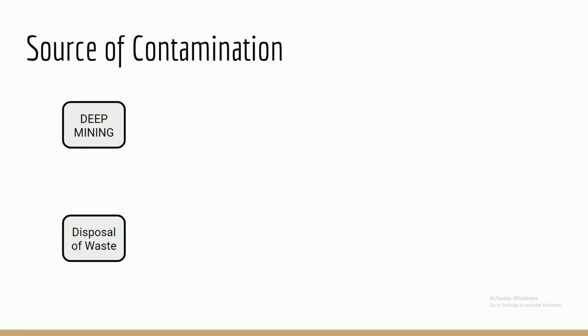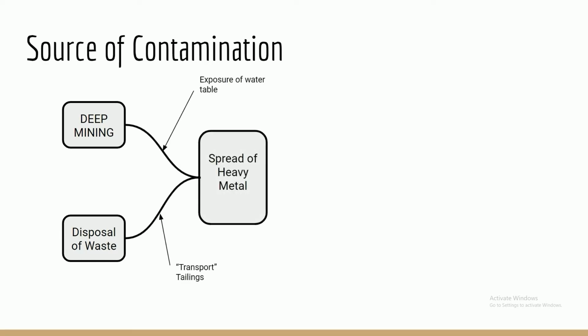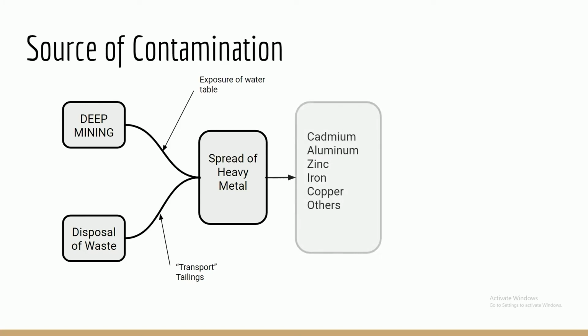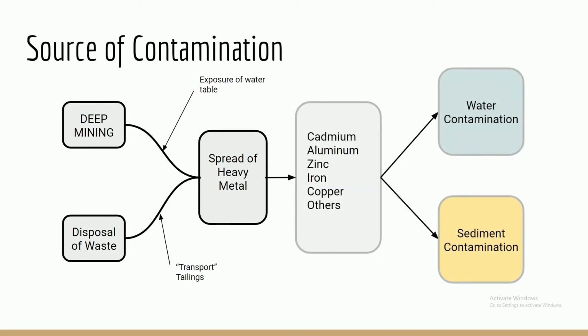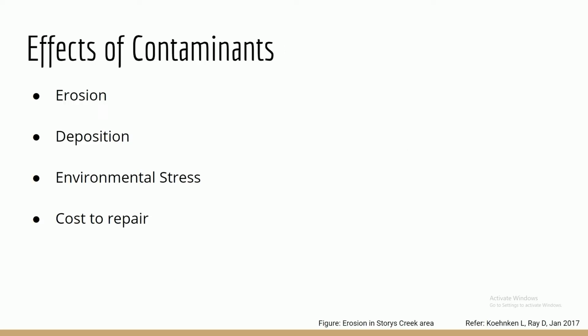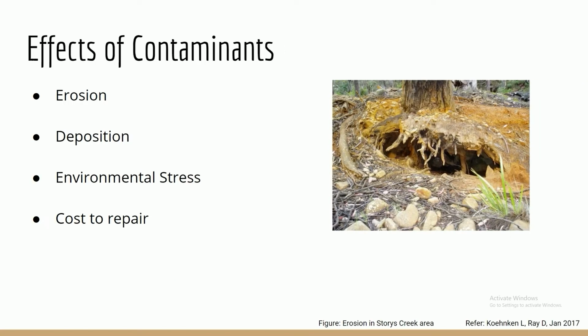The source of contamination begins with deep mining and disposal of waste. Both actions cause spread of heavy metals such as cadmium, aluminium, and much more. This in turn contaminated the water as well as sediments around the creek. The effects of contamination caused erosion, deposition, environmental stress towards flora and fauna, and high cost to repair the lands and water qualities in the area.